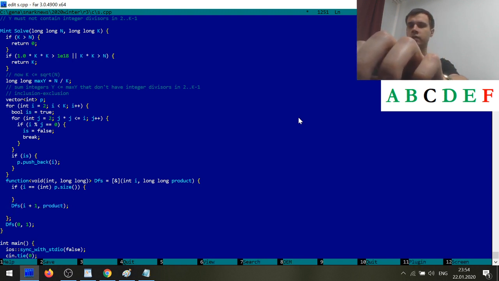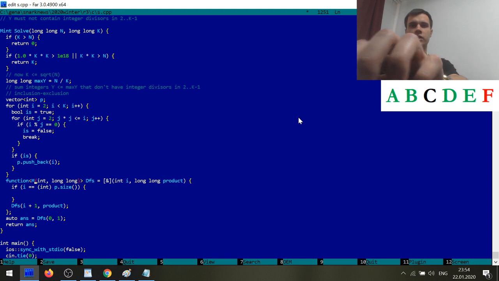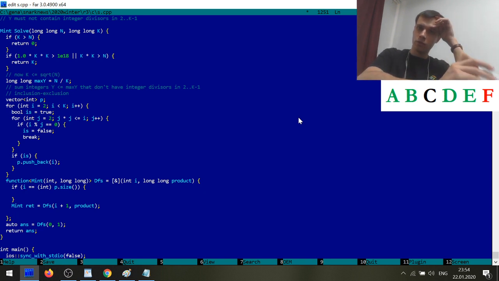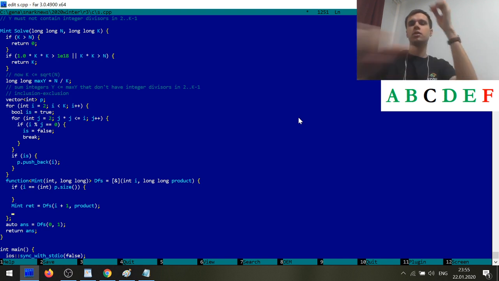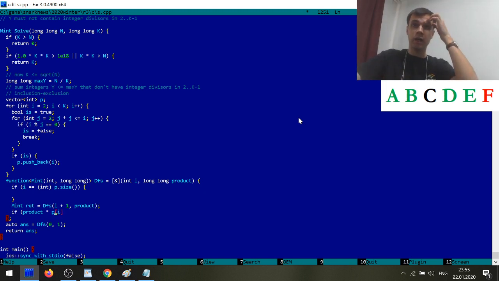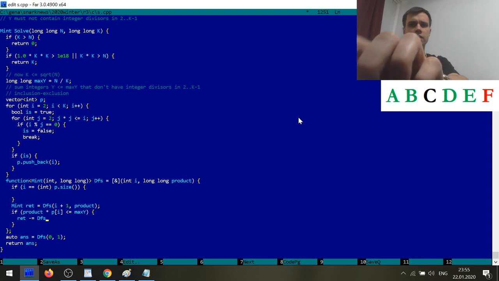Otherwise, I can ignore the integer. Yeah, and also I guess I have to subtract in the other case, so let's return something here. I can do it like this, and then if I ignore the integer, I go to i plus 1 with the same product, and if I don't ignore it, but actually use it, then I go with the product multiplied by p_i, but I don't want it to exceed max y. So if it doesn't exceed max y, I go like this.